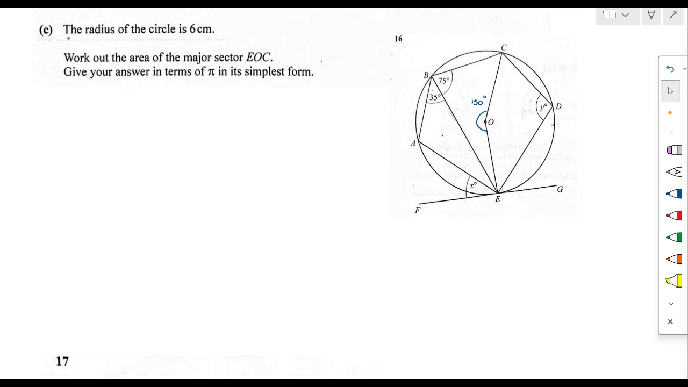Okay, now part C states that the radius of the circle is 6 centimeter, meaning OC and OE. This length is 6 centimeter. From the center to the circumference is the radius, right? Work out the area of the major sector EOC. Okay, EOC. So which one is the major sector? Major sector has the largest angle, right?